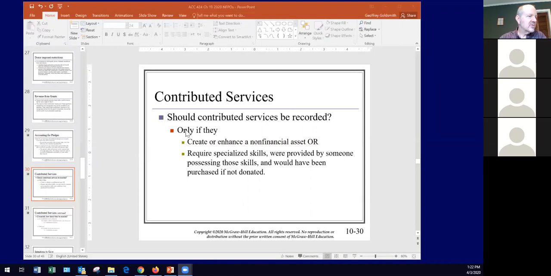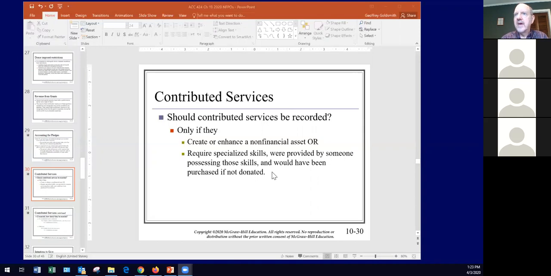Should that be recorded as revenue? And the answer is it should be recorded as revenue only if it creates or enhances a non-financial asset or requires specialized skills. It was provided by someone possessing those skills and would have been purchased if not donated. So cleaning the kitchen is not a professional or specialized skill. So they wouldn't record that as revenue.